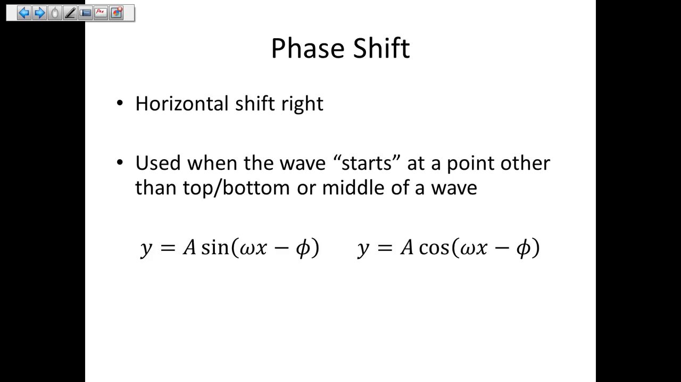Now, this is what it looks like. Y equals a sine of omega x minus phi, like phi, phi, fo, fum. That's phi. And again, with a cosine, omega x minus phi. So our phase shift can be found kind of there in the phi. But don't jump the gun here. Our actual phase shift is equal to phi divided by omega. Just like our period was 2 pi divided by omega, our phase shift is phi divided by omega. So be careful with that.